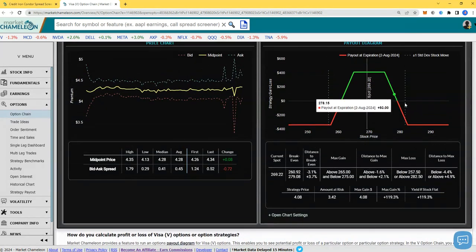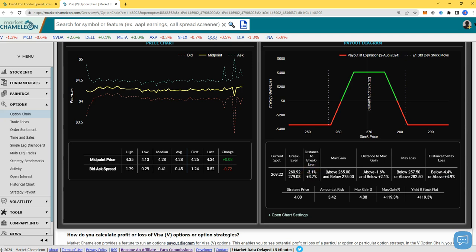You are right here, and it tells you all the numbers in here, but you can see if Visa stays the same, you are collecting 119% yield, which is crazy. And your max loss is if Visa goes down 4.4% or goes up 4.9%, and the break even is negative 3.1 or positive 3.7.